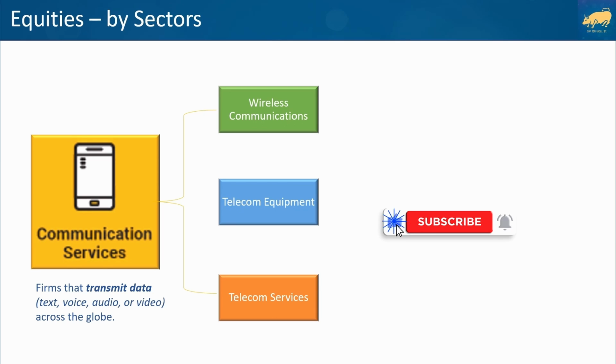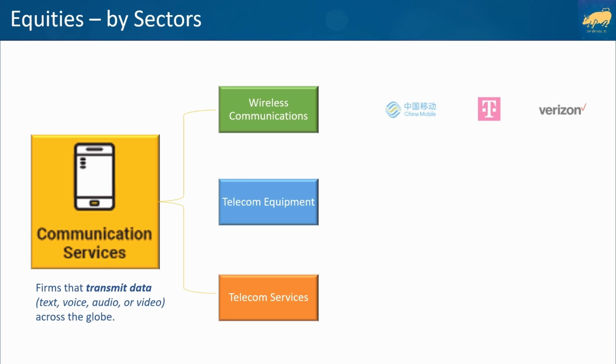The communication services sector covers businesses that transmit data as text, voice, audio, or video across the globe. The sector includes industries like wireless communications, telecom equipment manufacturing, and telecom services. Moreover, telecom services covers fields like internet services and traditional TV, social media, internet search and digital advertising, video games, streaming, and traditional advertising. Looking into these industries globally, we see that China Mobile, T-Mobile, and Verizon Communications Inc. are the largest wireless communications firms.